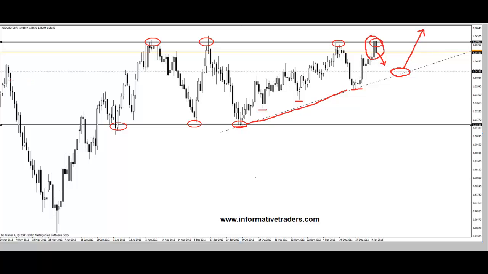We do have a level through here. The price has bounced off it several times. So this is a possible area here where we could see a reversal. So that's what I'm looking for this week. I'll check the weekly now.